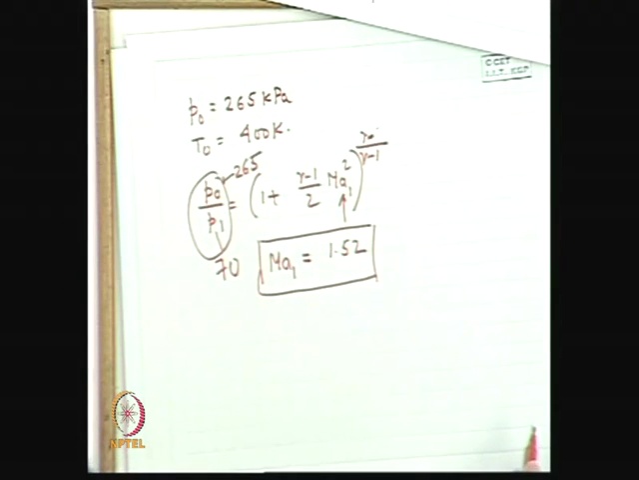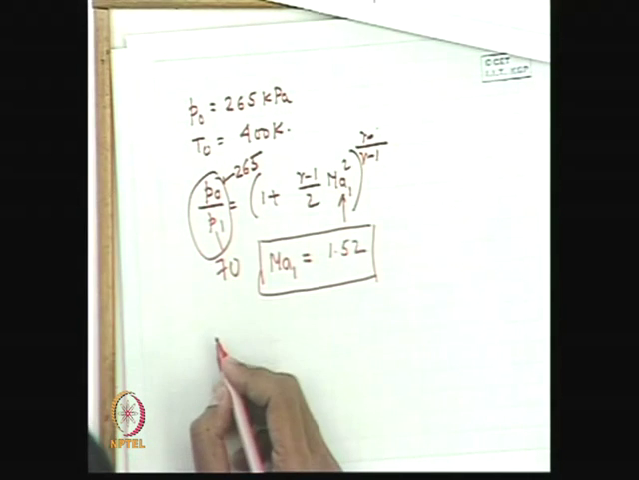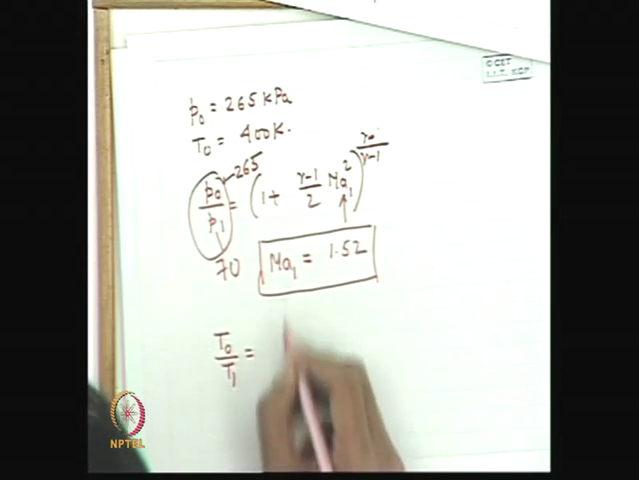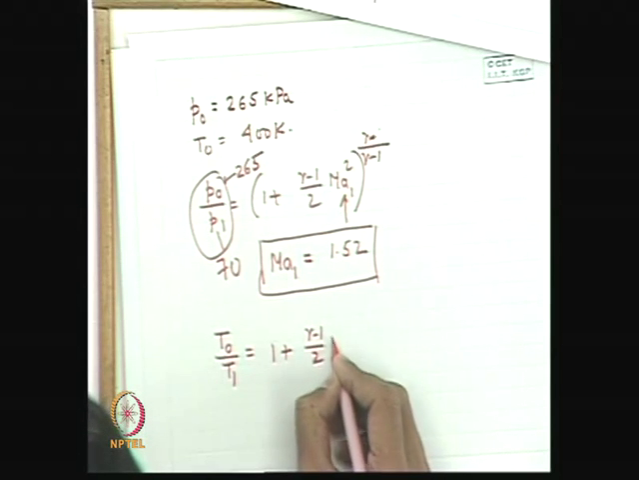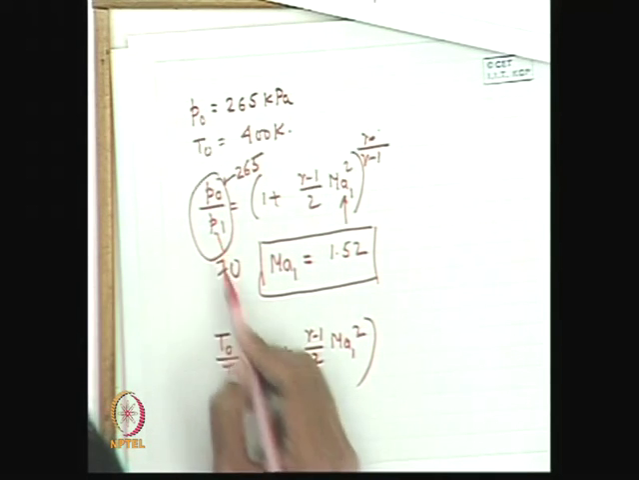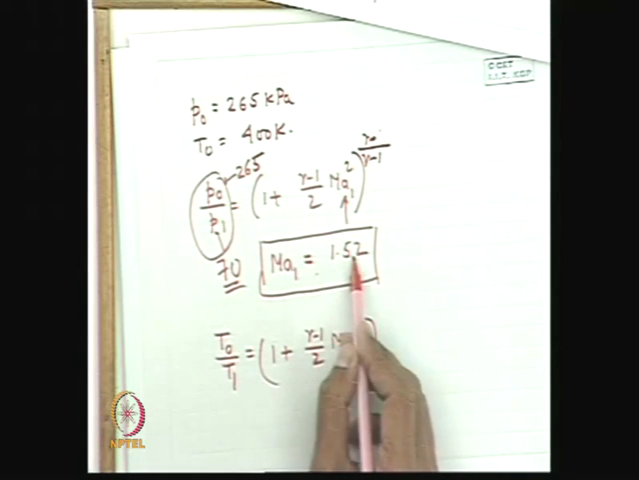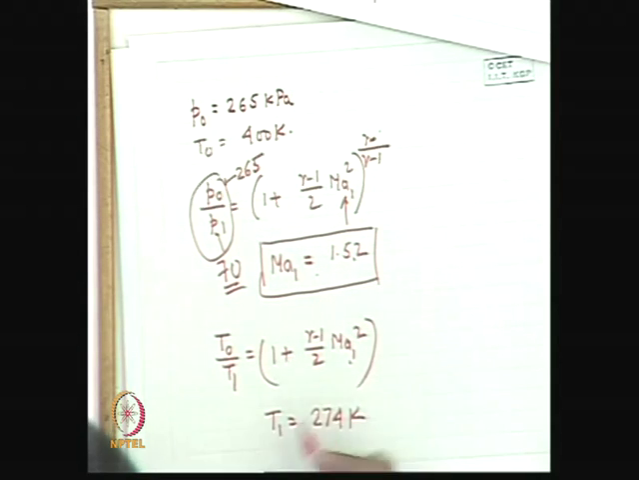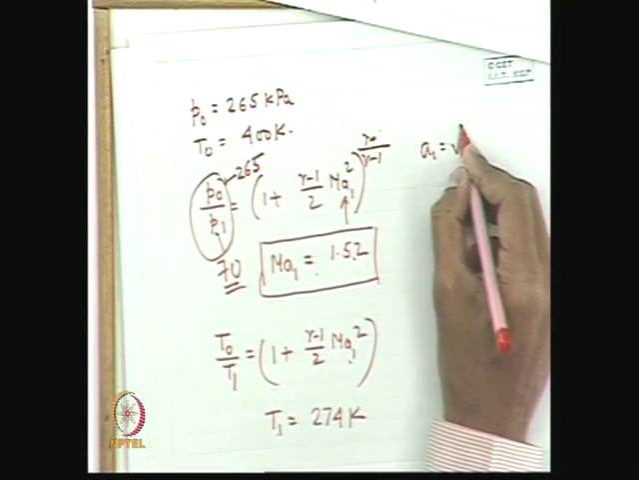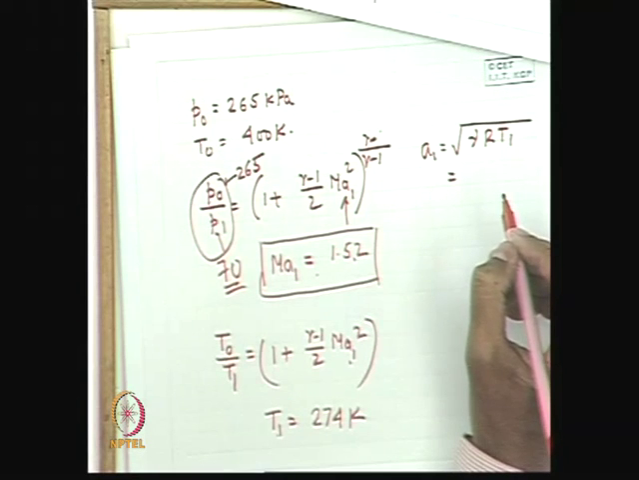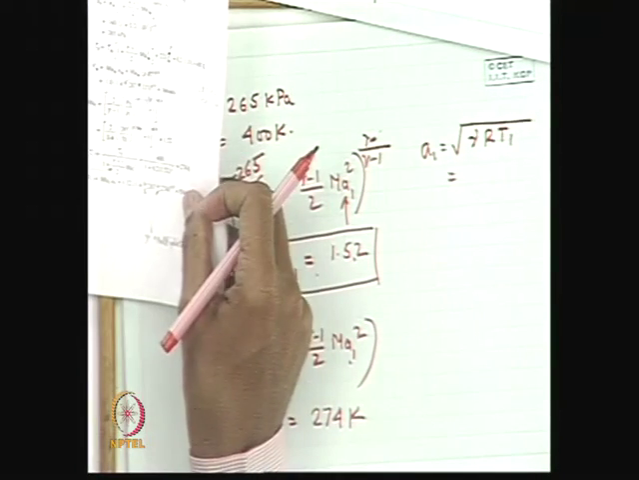When we find out the Mach number, what can we find? First of all, we can find out the T. Well, we can find out similarly the T0 by T1. Now, when we know the Mach number, we can find out. So, we first find out the Mach number by equating this P0 by P1. We are given the value of P1, not the value of T1. So, once we find out the Mach number, we put this Mach number in and get the value of T1, the temperature at that section, which comes to be 274 K. Now, everything is known. If I know T1, I know a1 as root over gamma R T1. So, the value of a at that section becomes, well, the value of a is not worked out in this problem.